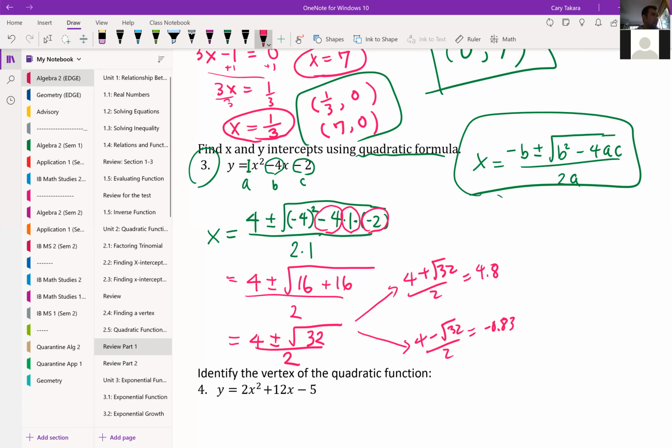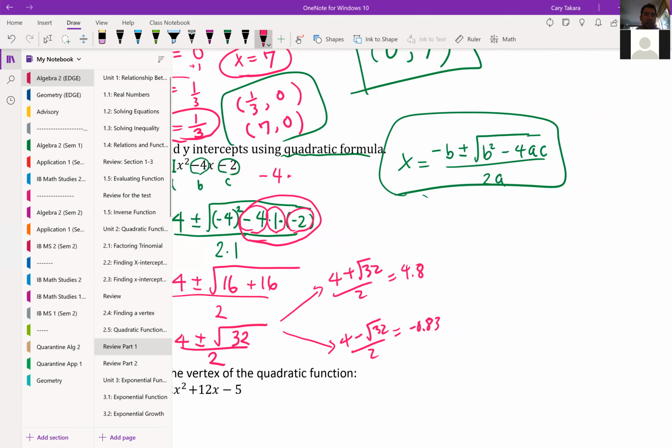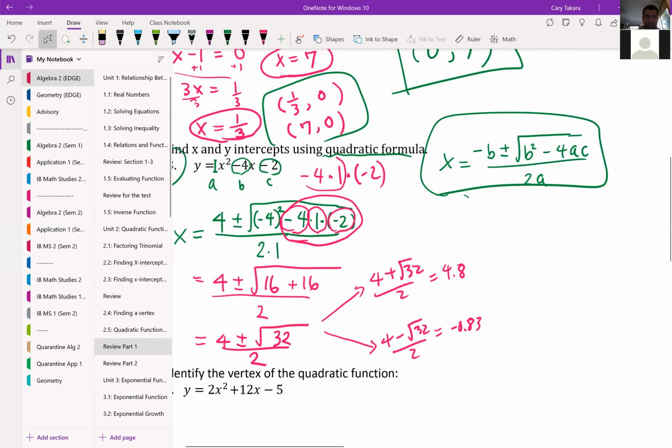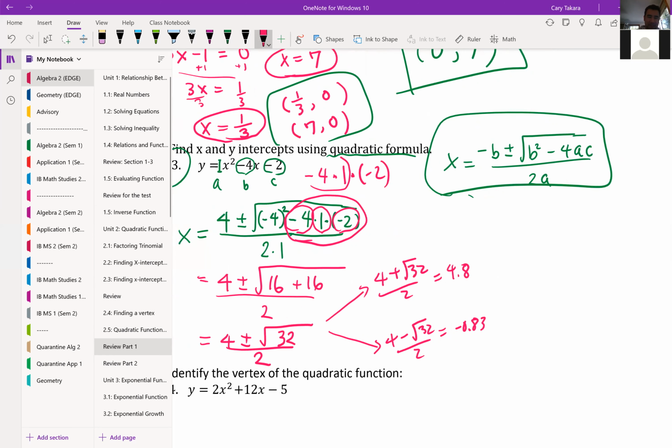So you're doing this, right? You're multiplying three numbers: negative 4 times 1 times negative 2. So first I do negative... Oh, wait a second. That's 8, isn't it? Oh, I'm sorry. Yes, you are right. It's my bad. It's not 16. Okay, I made a mistake, guys.